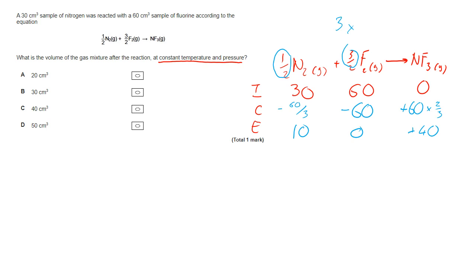So what's the volume of gas mixture after the reaction? That should also be another clue that if you're just including one of these, you're wrong. So it's 40 plus 10 gives you 50, and that is the answer. So it's just another limiting reagents question that looks like an ideal gas law question. Enjoy them, they're fun.